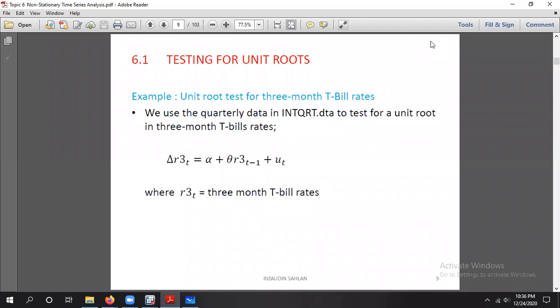Okay, now we look at how to perform the unit root test. For this example, we are using the 3-month TB rates. You can look at this data, which is already given to you. The NQRT data refers to the unit root test for the 3-month bill rates.